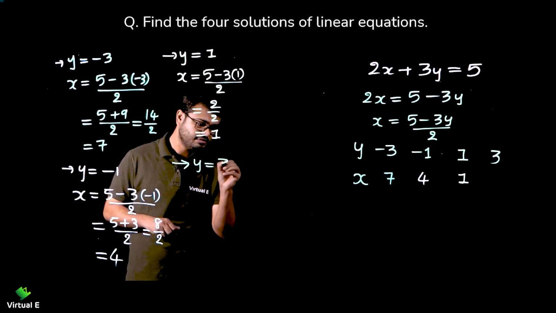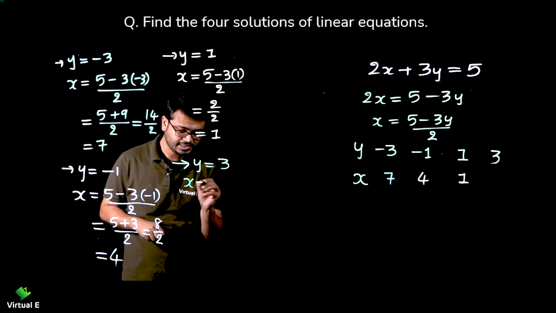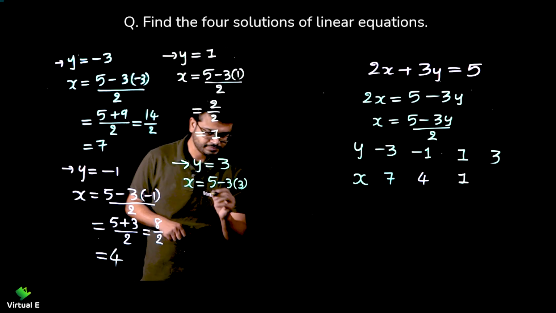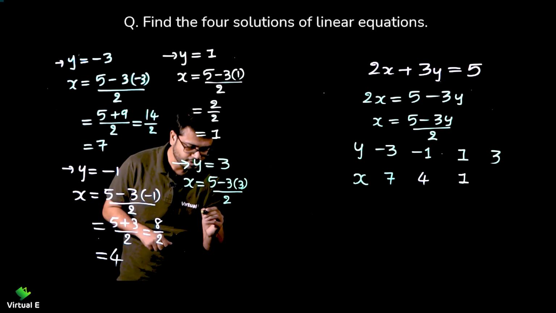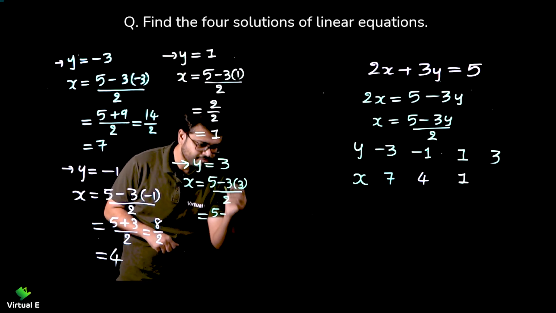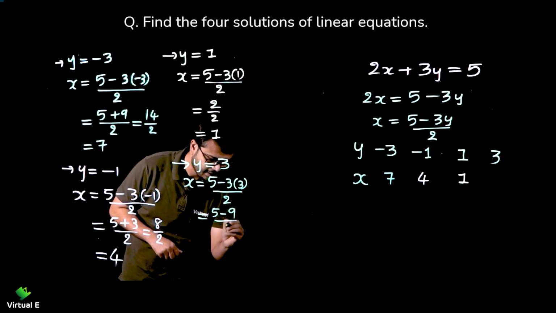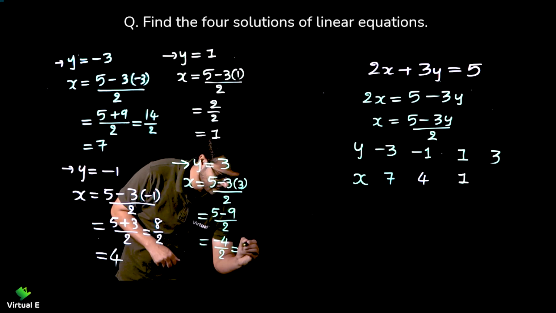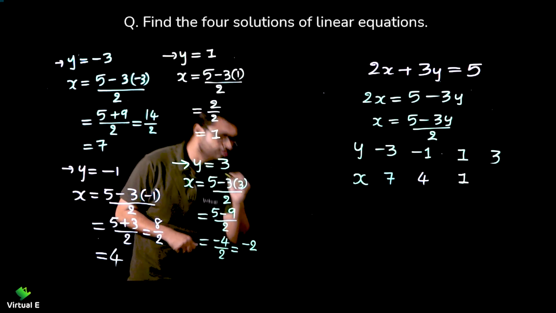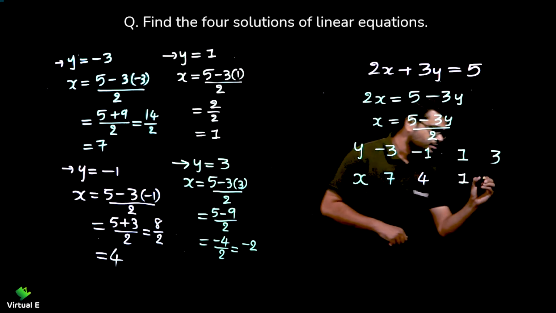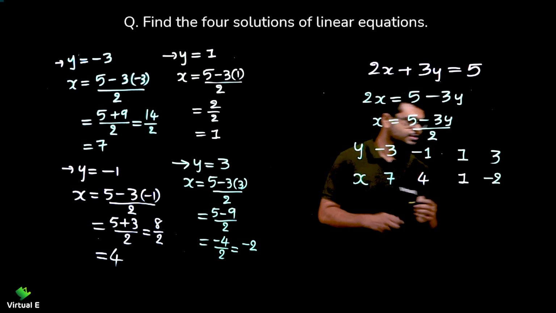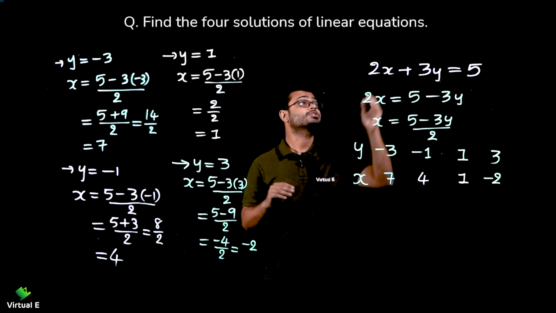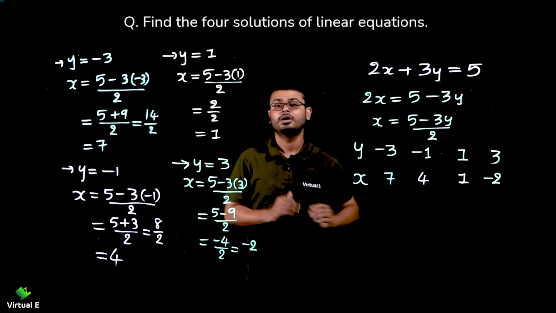y is equal to 3. So x is equal to 5 minus 3 into 3 over 2, into the denominator. So 5 minus 9, and here 2. So minus 4 by 2. Here I am getting minus 2 as the solution. So minus 2 it is. So these are my 4 solutions for the equation 2x plus 3y is equal to 5.